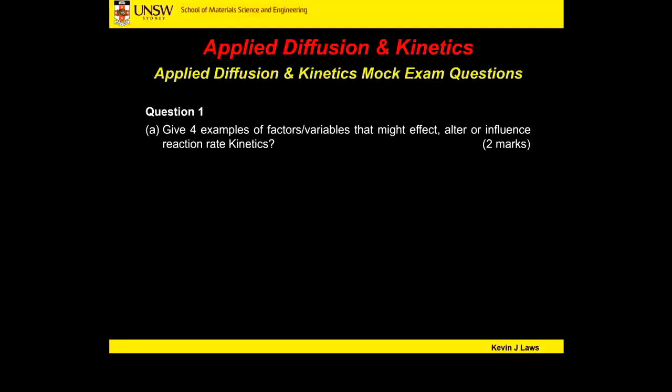Let's have a look. Okay, question 1A. Give 4 examples of factors or variables that might affect, alter, or influence reaction rate kinetics. Pretty easy one, huh? What are some variables that might affect reaction rate kinetics? Temperature? Yeah, it's probably the most obvious one. What's a couple of others? Pressure? Yep, so thermodynamics. Enzymes or catalysts? Yep, definitely. Or inoculants, sorry. A concentration gradient? Yep, pushing a reaction in a certain direction at a different rate.